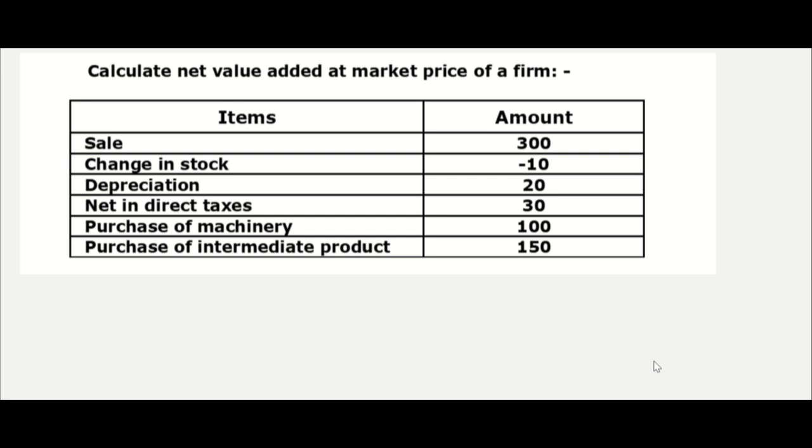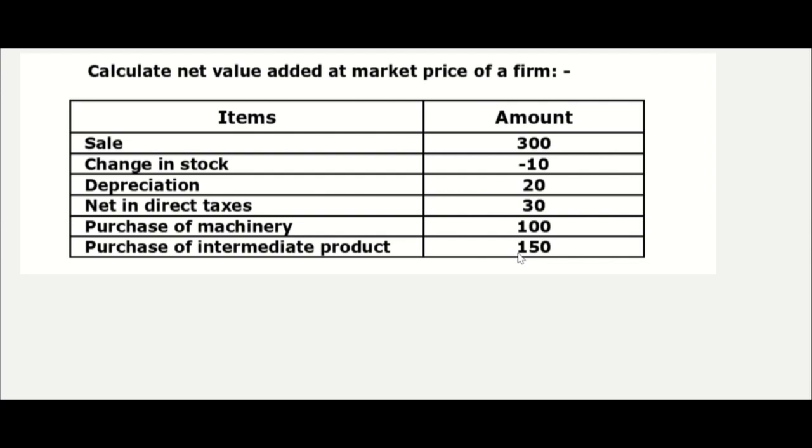Hi all. So today we'll be solving a question related to the net value added at market price. It's a macroeconomic problem. As you can see here, the question is given and a lot of items are given in the table as well. The sale is given, change in stock is given, depreciation is given, net indirect tax is given, purchase of machinery is given, also purchase of intermediate product is given. From the given values, we have to find the net value added at market price.